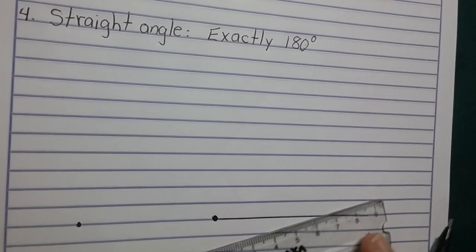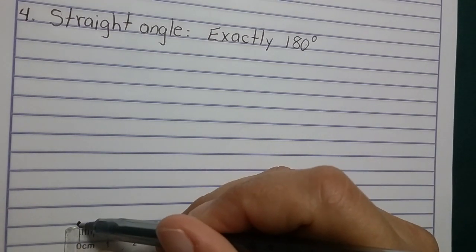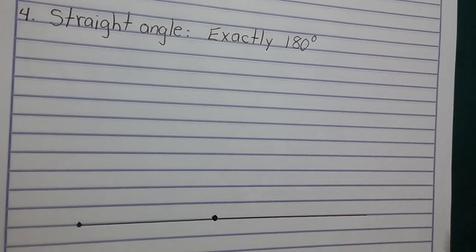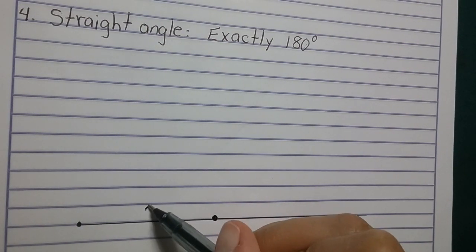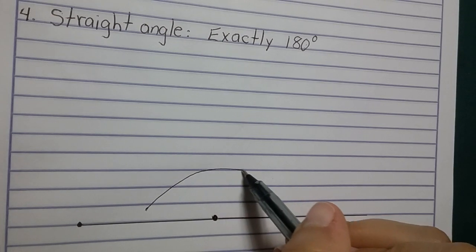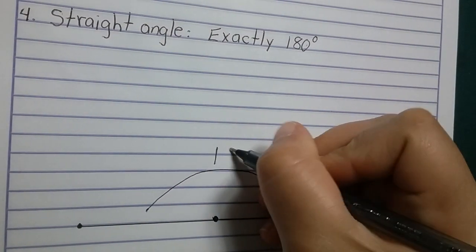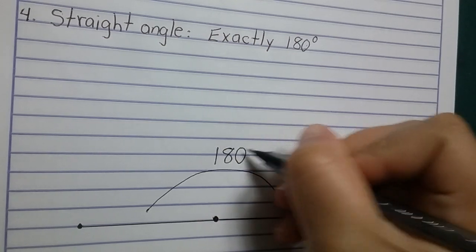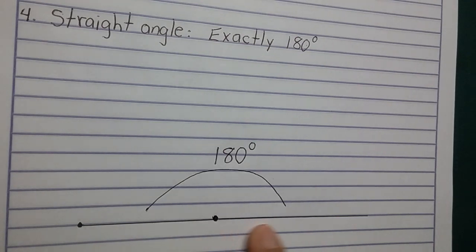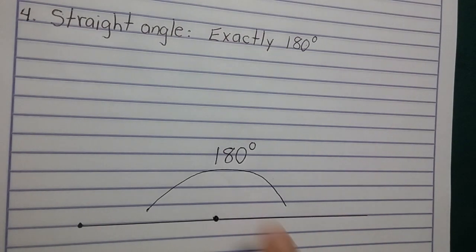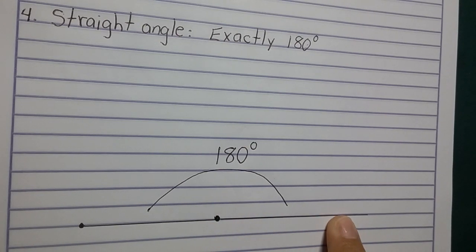Now we are going to join the 2 points, and this is going to be the opening. Look, this is the opening, 180 degrees, and this is a straight angle. As you can see, in the straight angle we are going to have a straight line.